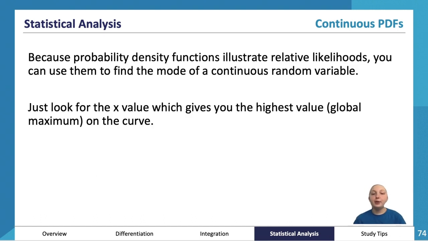Okay, so because probability density functions illustrate relative likelihoods, you can use them to find the mode of continuous random variables just by looking for the x value which gives the highest value or the maximum on the curve.